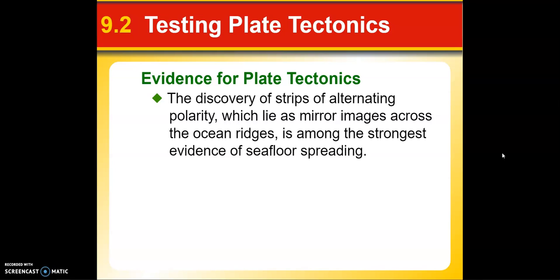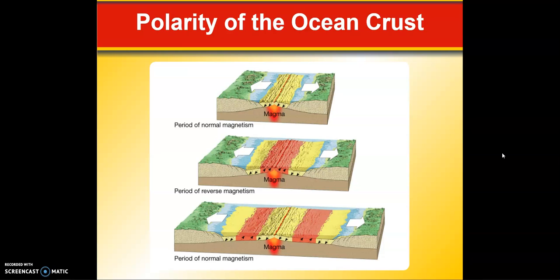The discovery of strips of alternating polarity, which lie as mirror images across the ocean ridges, is among the strongest evidence of seafloor spreading. Here we can see normal magnetism, the rock polarity, and then it reverses. And then it reverses again, so we're back to the normal. So we can see these stripes on the ocean floor with polarity.